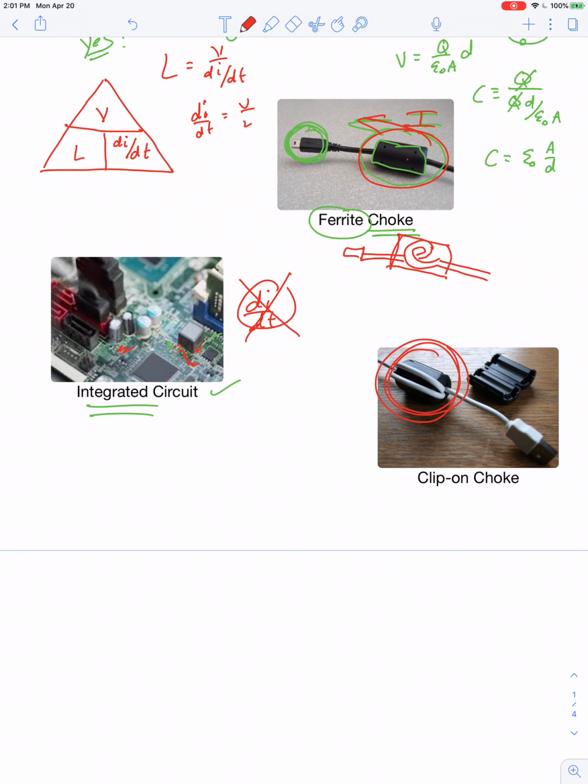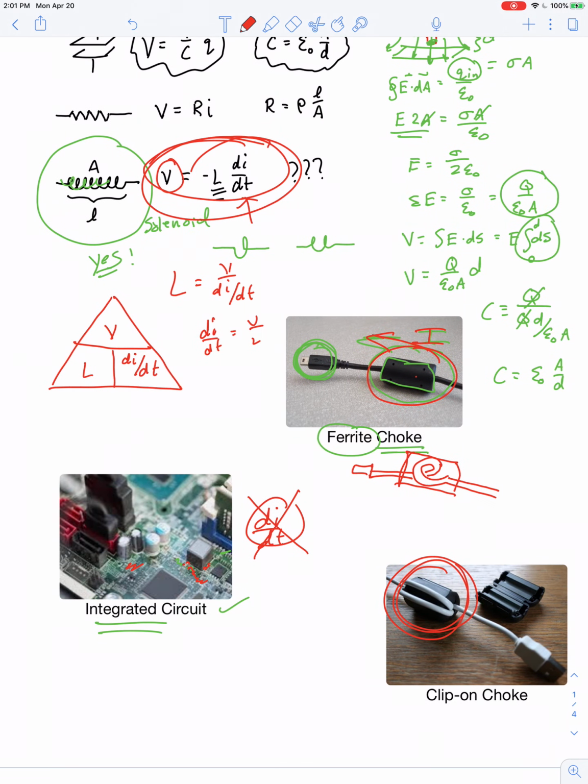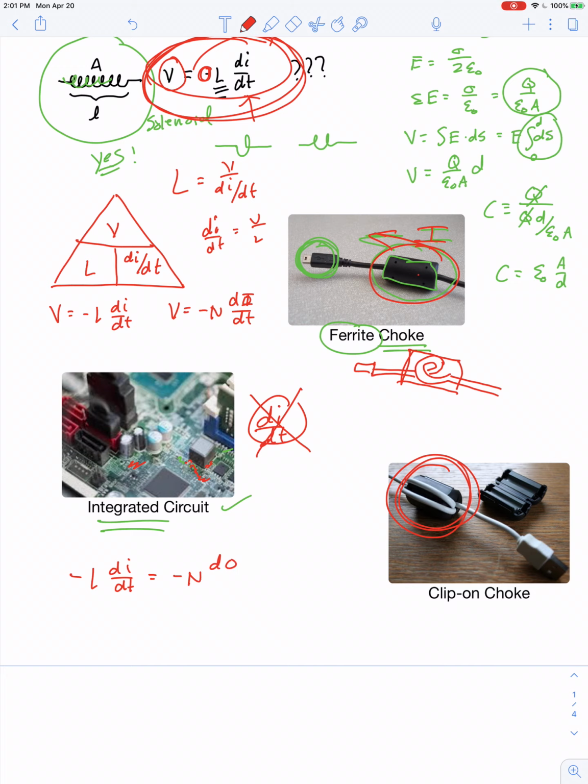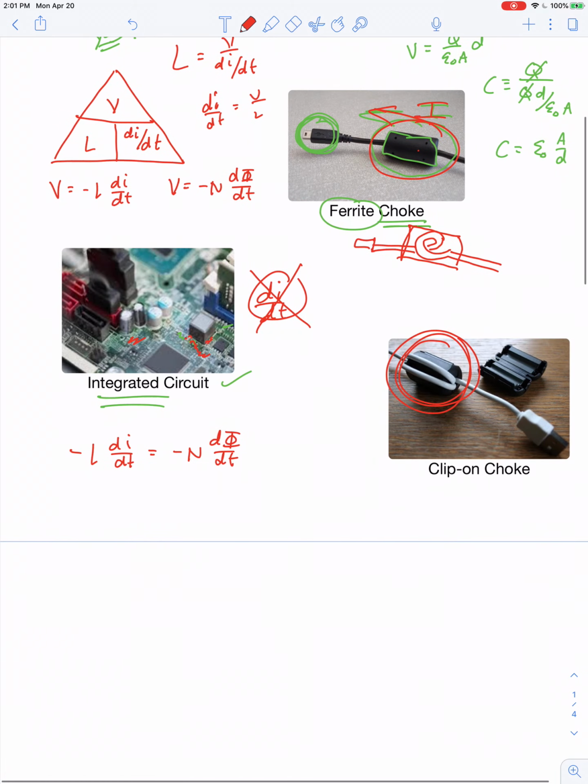But we also know that the behavior of this voltage is in accordance with Lenz's law and Faraday's law. In other words, the voltage is negative L di/dt, but we should also be able to say, according to Faraday's law, that the voltage is negative N dΦ/dt. And so if we set these two equal to each other, if negative L di/dt is equal to negative N dΦ/dt, then we can cancel out the negative sign. We can cancel out the dt. We can integrate both sides of the equation, and we get L times I is equal to N times Φ.